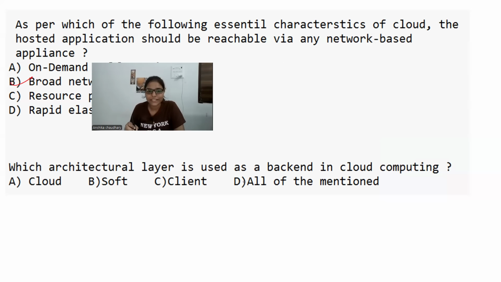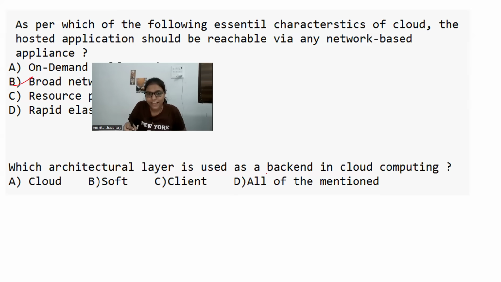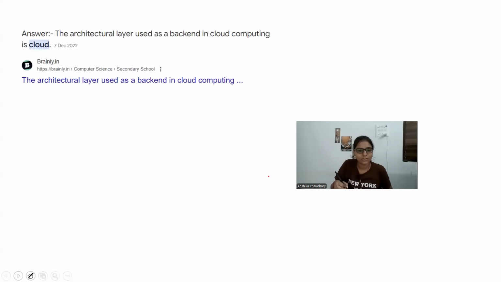Which architectural layer is used as a backend in cloud computing? Cloud, soft, client, or all of the mentioned? So if it is asking for backend, the answer will be cloud. But if it is asking for front end, the answer will be client. Right. Let's move on to the next question. So here is the answer. You can have a look.